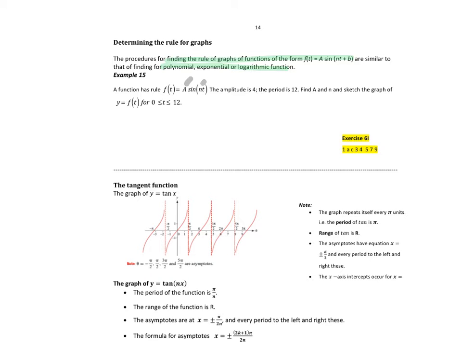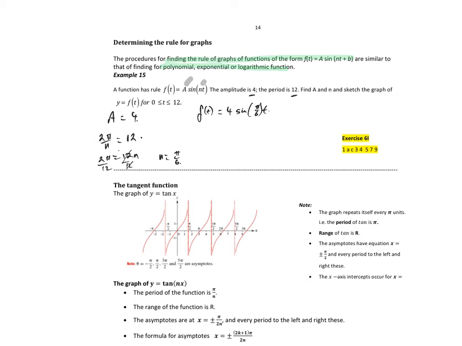Actually, this one's not straightforward. It says the amplitude is 4 and the period is 12. So the amplitude is 4, so a is 4. The period is determined by 2 pi on n, isn't it? That's what the period is for a sine graph. That's equal to 12. Multiply the n across, divide the 12 back, and we get n is equal to pi on 6. So my graph, f of t, is given by 4 sine pi on 6t.